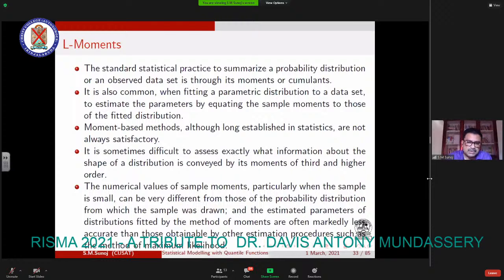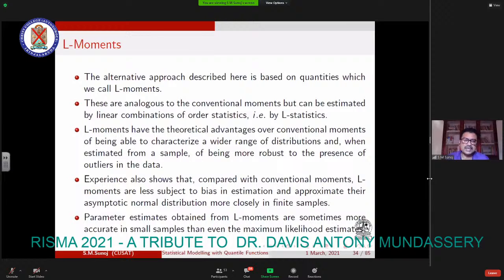The numerical values of the sample moments, particularly when the sample is small, can be very different from those of the probability distribution from which the sample was drawn. And the estimated parameters of distributions fitted by the method of moments are often markedly less accurate than those obtainable by other estimation procedures, such as the method of maximum likelihood. So with these comments, we introduce L moments, an alternate approach based on quantiles. These are analogous to the conventional moments, but can be estimated by linear combinations of order statistics, as I have already mentioned.